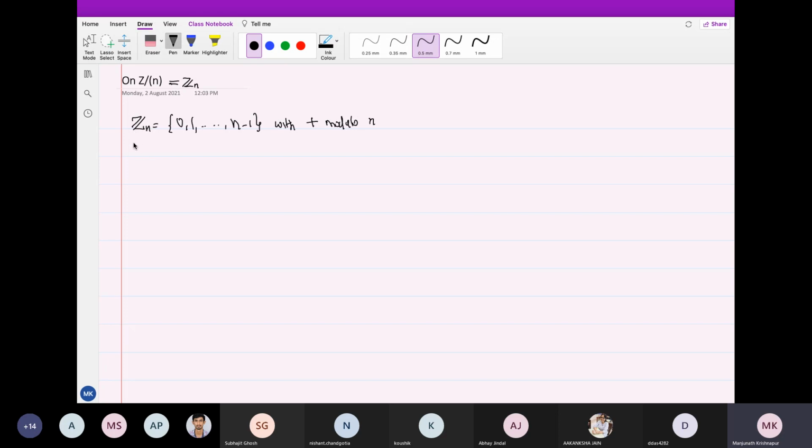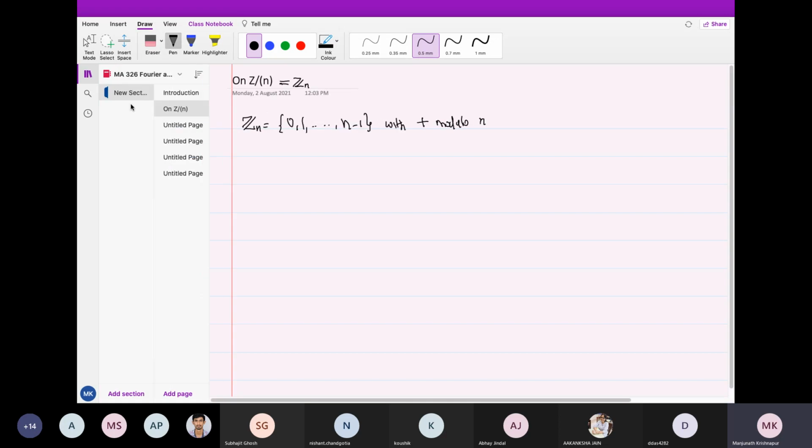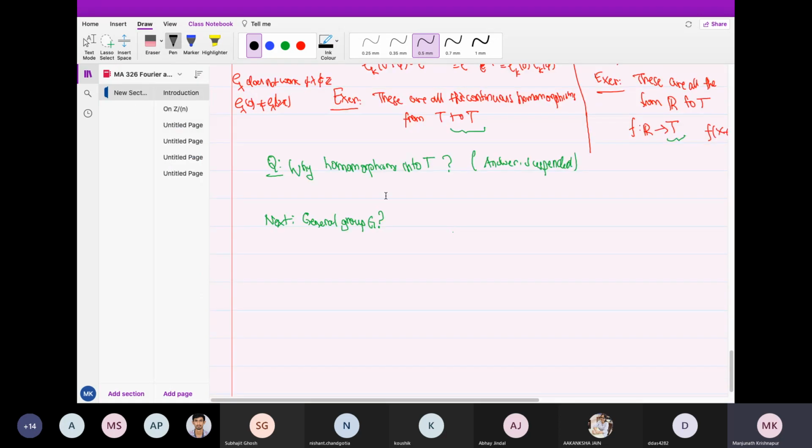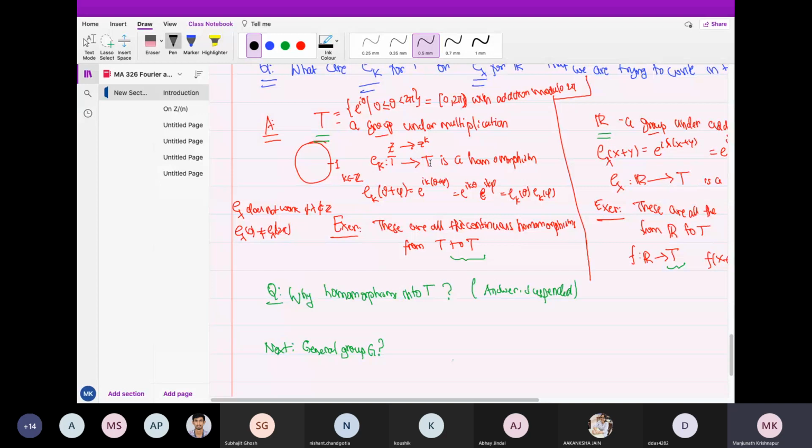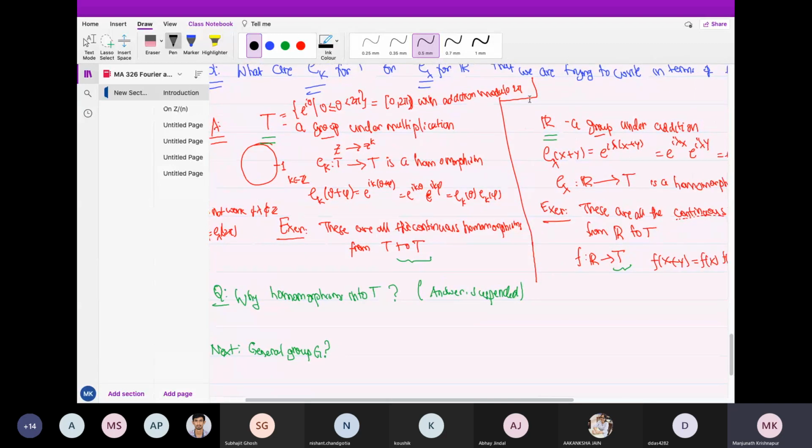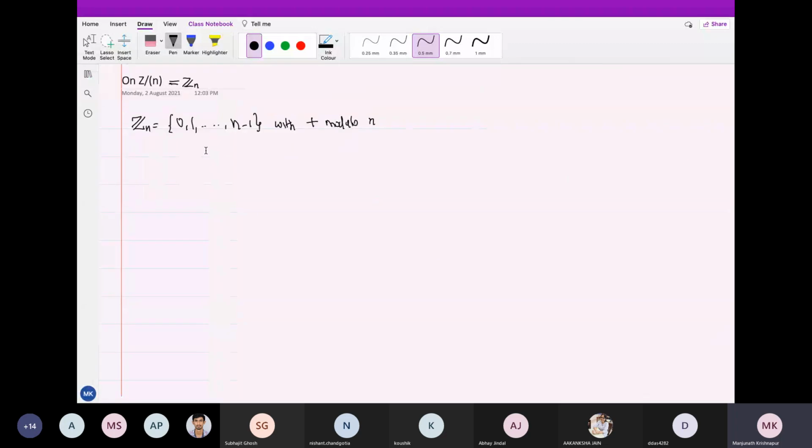So the question is similar to the one we asked here. What are the homomorphisms? Here we said these e_lambda and e_k were the only continuous homomorphisms from the corresponding group R or T into the circle group. We want to ask the same question, but here continuity is trivial. It's a finite group, so there is no question of continuity. If you want, there is a discrete topology on this, and every function is continuous. So the only question is, what are the homomorphisms?